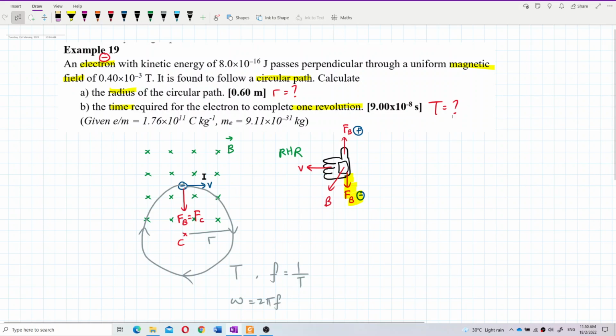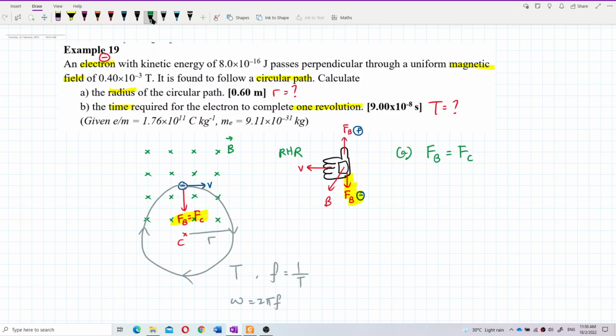So we can do it. Okay, so we start from this relationship, FB equal to FC, because the magnetic force provides the centripetal force. Okay, so we start from there. For question A, I want to find the radius, so I start from magnetic force equal to centripetal force.